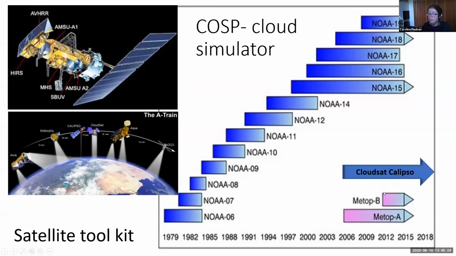And there's another couple of tools in our toolkit. We have COSP, which is this observation simulator package, which we can use to perform comparisons of satellites and observations with models, and hopefully improve those models by improving some of the parameterizations.